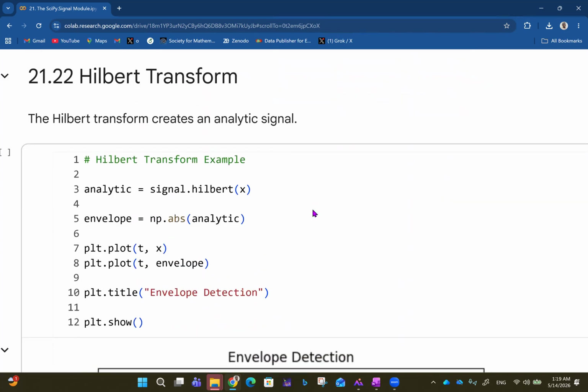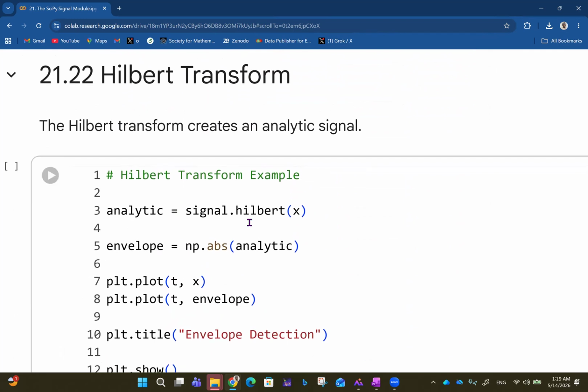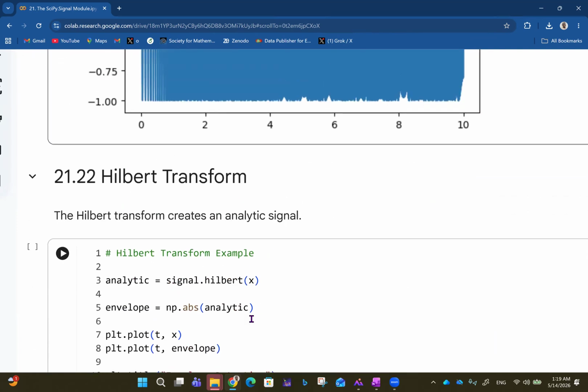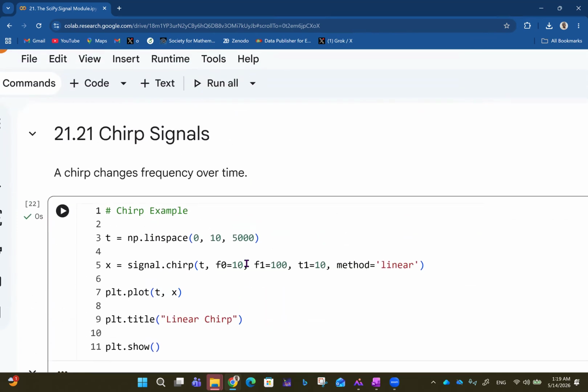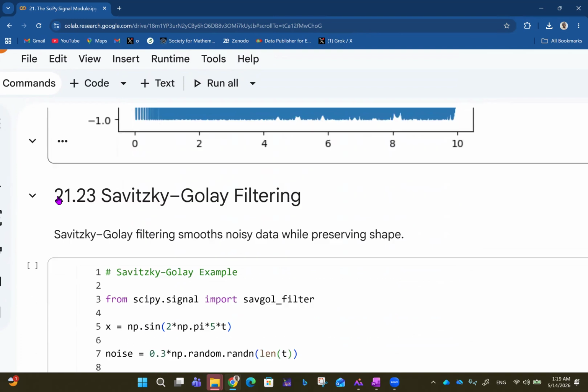Then you have the Hilbert transform, which creates an analytic signal. So Hilbert transform example, analytic signal equals signal.hilbert(x). The envelope you have is np.abs of analytic, and then you plot it against x. So you can develop an envelope as we have in this particular one. I don't remember. Did I? Okay, I did run that. Then here, for the Hilbert transform, you also run this.